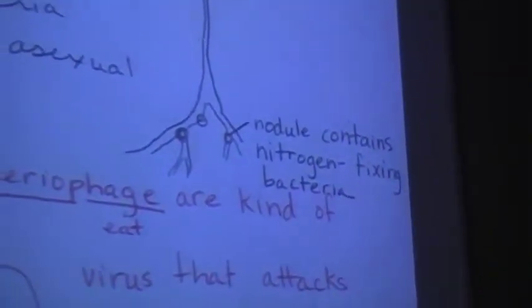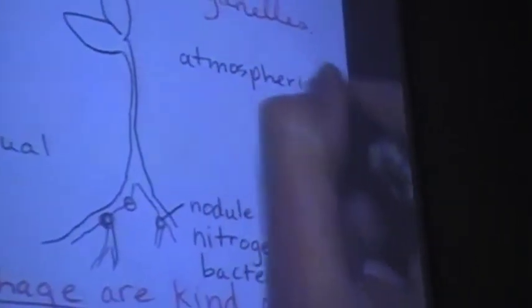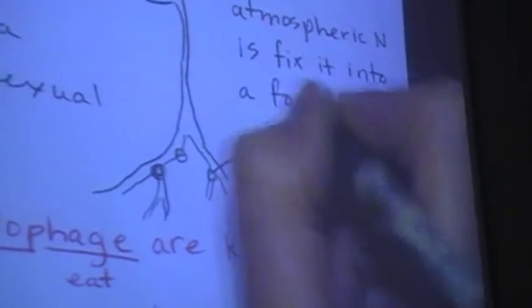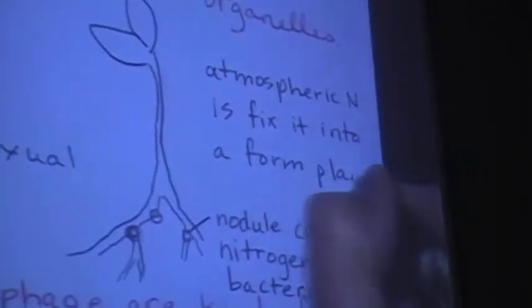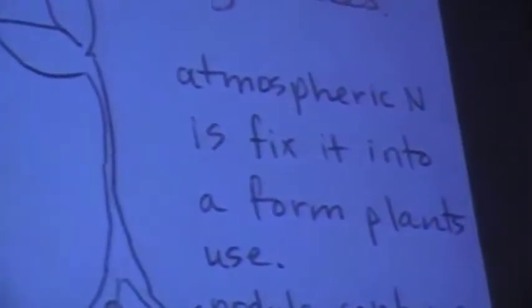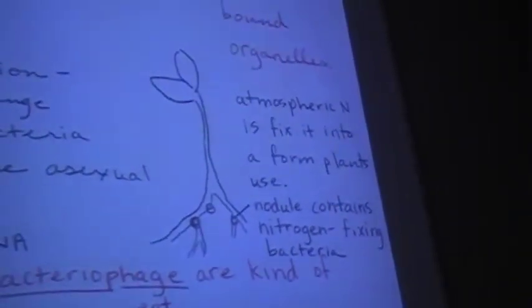The nitrogen fixing bacteria take atmospheric nitrogen, which is in the air, and they fix it into a form plants can use. And this is awesome because if you're a farmer, for example, and you're planting a crop of corn that takes a lot of nutrients out of the soil, you have more options than just applying an artificial fertilizer. You don't have to go to the store and buy an artificial fertilizer.